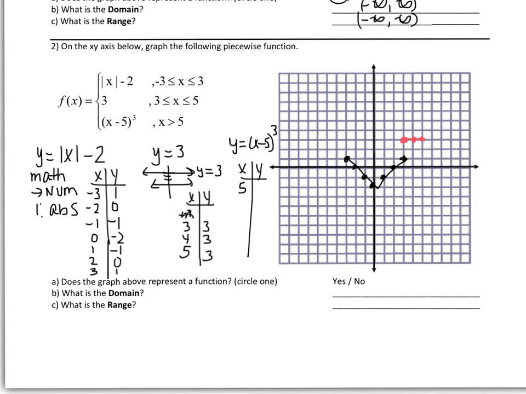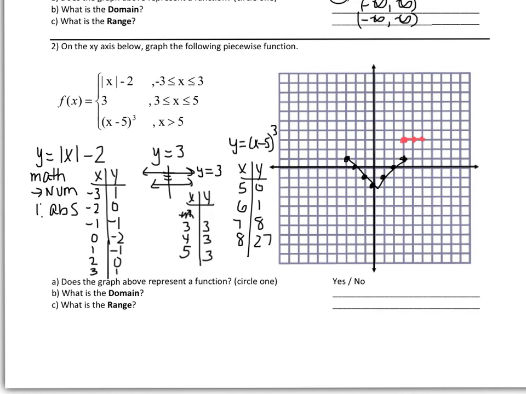So take a minute, pause the video, put x minus 5 cubed into the calculator, and look at the table. And hit resume once you've done so. Okay, so you should have gotten when x is 5, y is 0. And we're going to go greater than that. So when x is 6, y is 1. When x is 7, y is 8. And when x is 8, y is 27. Now that's too high because that won't fit, but let's go ahead and graph this.